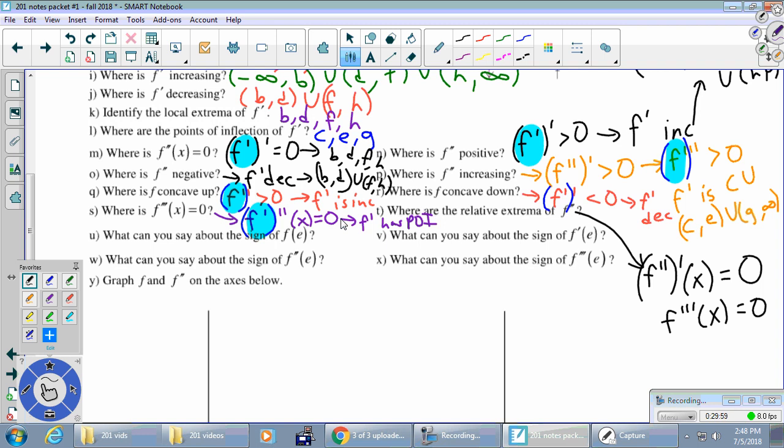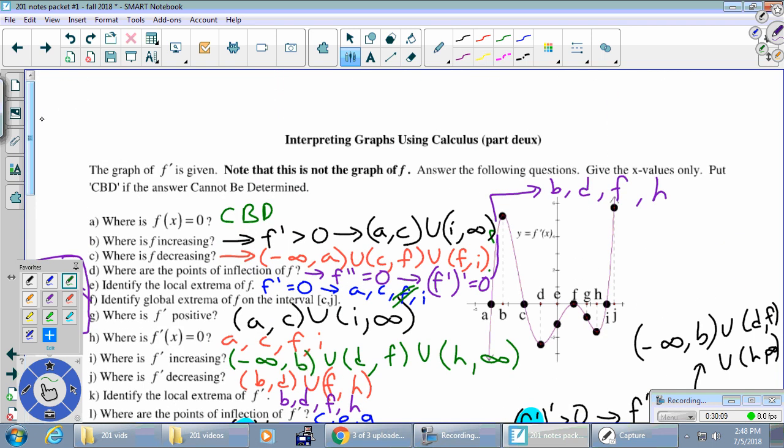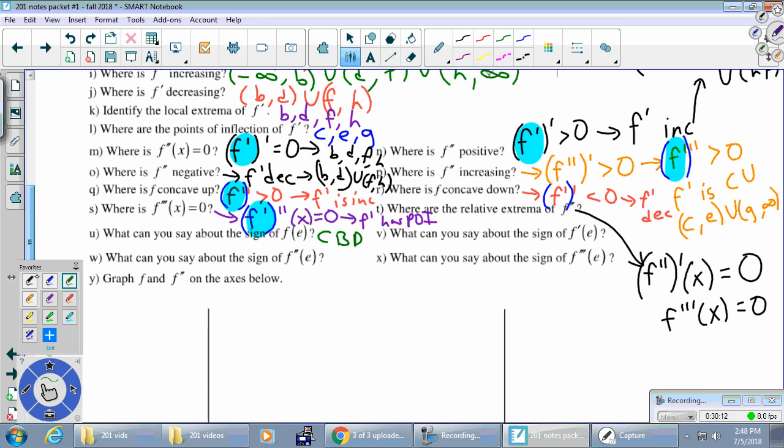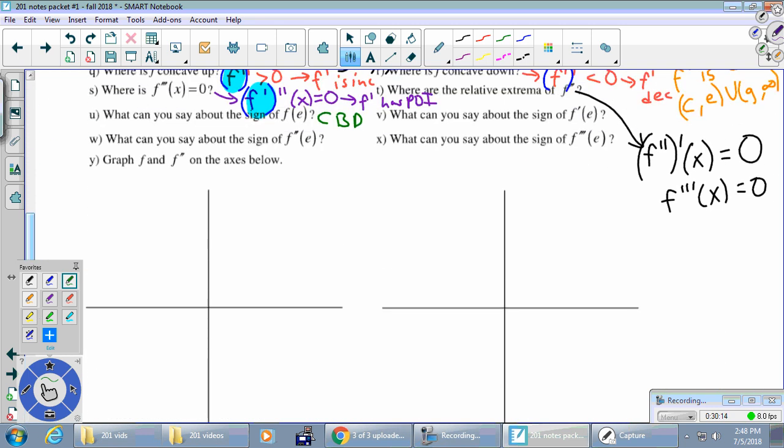What can you say about the sign of f of E? So I can't say anything about the y values of the function f. This one is it cannot be determined. It's the same reason that we wrote that for the first part here. Where is f of x equal to 0? I have no earthly idea. I can't say anything about any y values for f. But I think we can answer these next 3 questions.